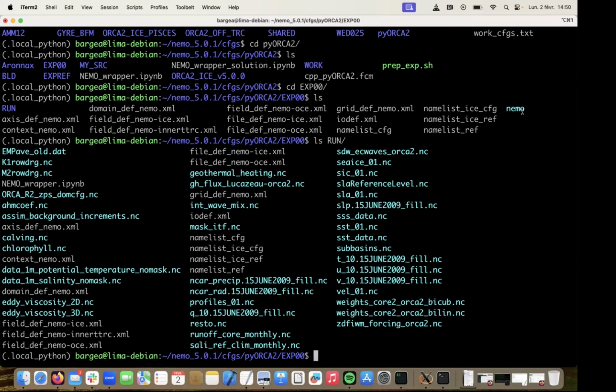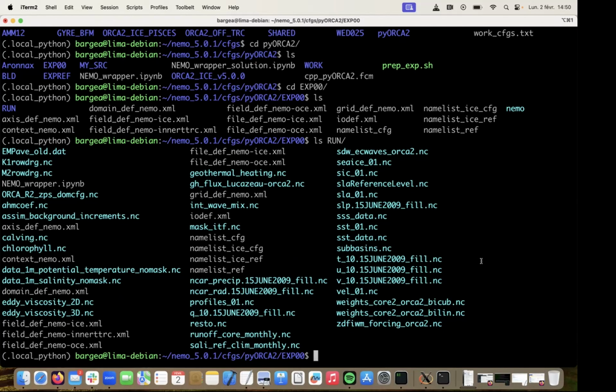To spare time, I already compiled NEMO here, so the executable is here. What we would usually do is copy the executable to the running directory, execute the simulation, wait until it ends, and then do whatever we want with the results. Here in the running directory, I did not copy the NEMO executable because we will run it directly from the Python wrapper.